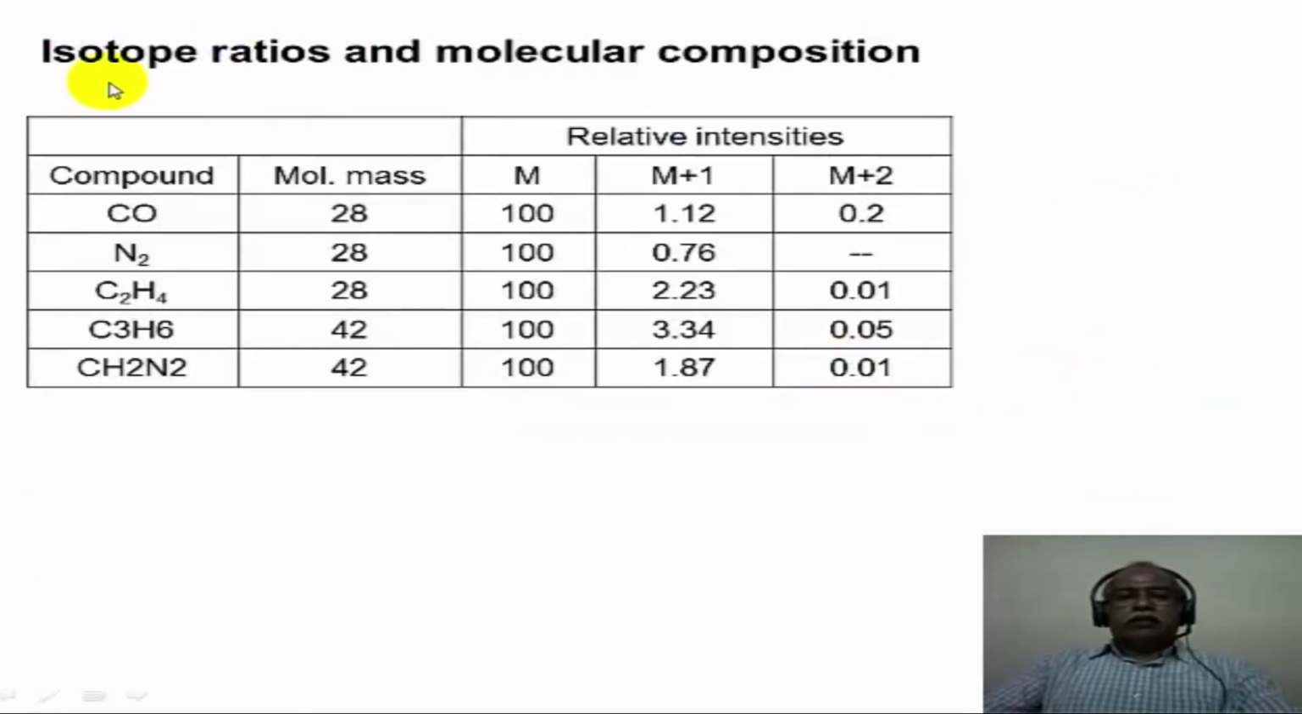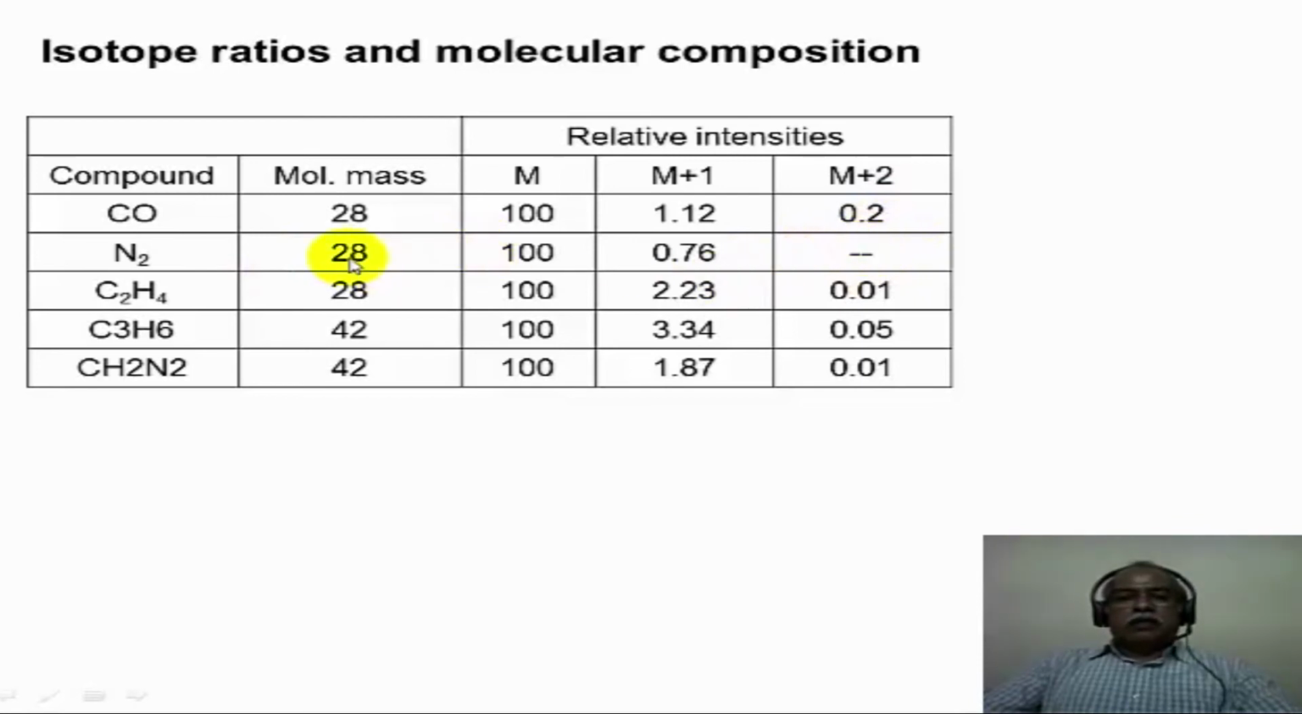Now this gives you the isotope ratios and the molecular composition. Because the molecular composition and isotope ratios are interrelated, for carbon monoxide, for example, if the molecular ion peak is 100%, then the m plus 1 will be 1.12 and the m plus 2 will be 0.2. On the other hand, if you have nitrogen, it will not have an m plus 2 because nitrogen 14 and 15 are the most abundant isotopes. 16 is not available, so you don't have an m plus 2.